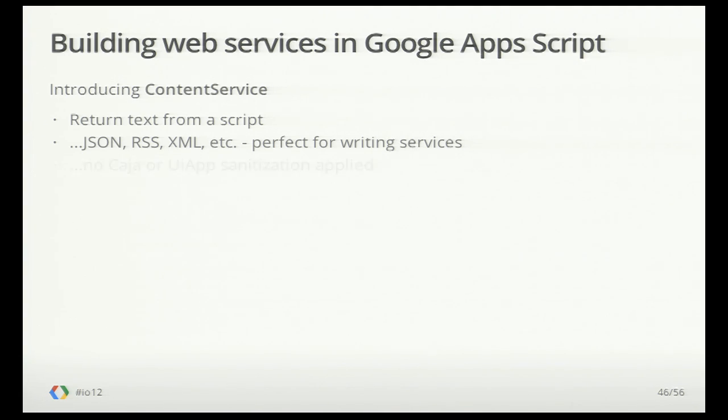This is perfect for writing things that will be consumed by other programs. So if you're writing something for consumption by an RSS reader like Google Reader, or something for consumption by another API or another web service that you want to be able to hit your script and do something. If you're writing something so that an App Engine program could call your script and get back a JSON response, using your script as an API, this is for you. And no Caja or UI app sanitization applied. Whatever you tell us to return, this is what we return.